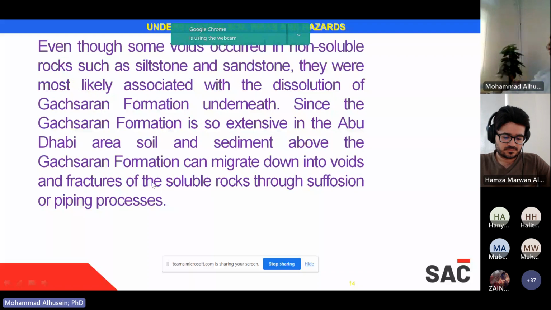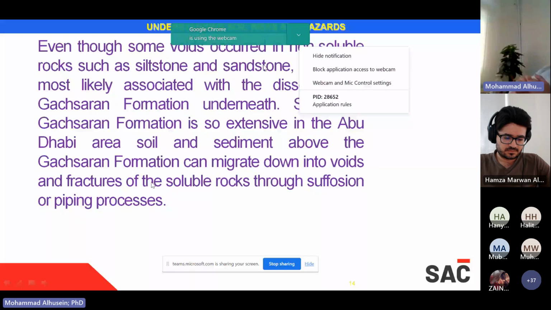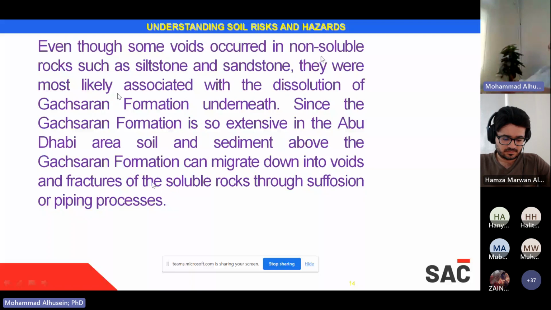Even though some voids occurred in non-soluble rocks, we encountered in our investigation, for example, voids in siltstone and sandstone. They were most likely associated with the dissolution of the Gachsaran formation underneath. Since the Gachsaran formation is so extensive in, for example, the Abu Dhabi Emirate and some other emirate areas, soil and sediment above the Gachsaran formation can migrate down into voids.